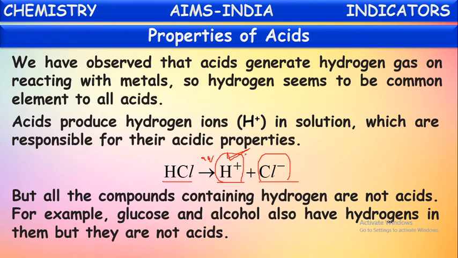So the compounds which have hydrogens do not all come into the acid form. All the compounds containing hydrogens are not acids. Only a few of them are acids. For example, glucose and alcohol also have hydrogens in them, but they do not come under acids.